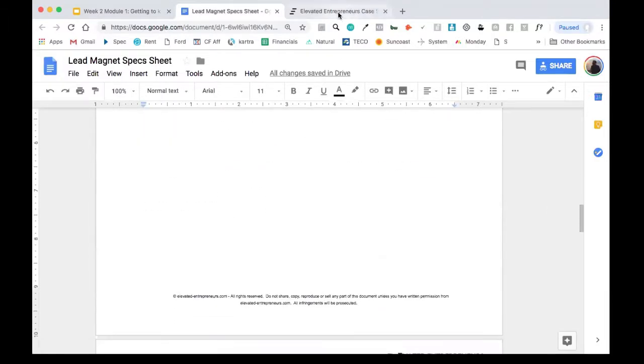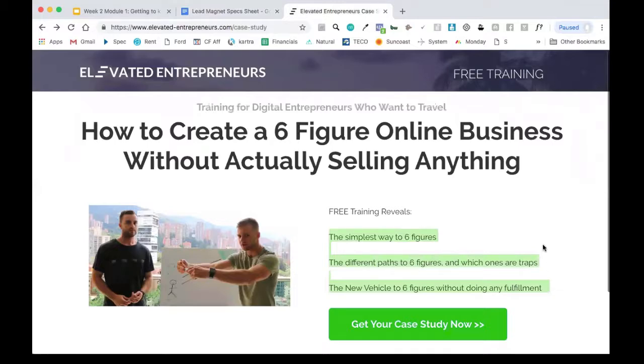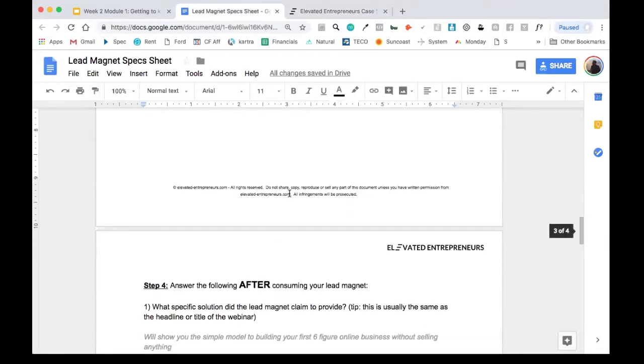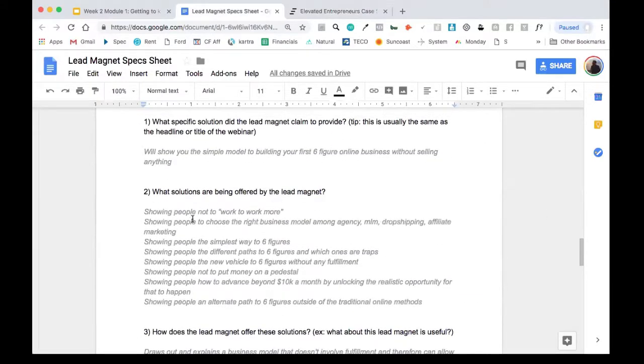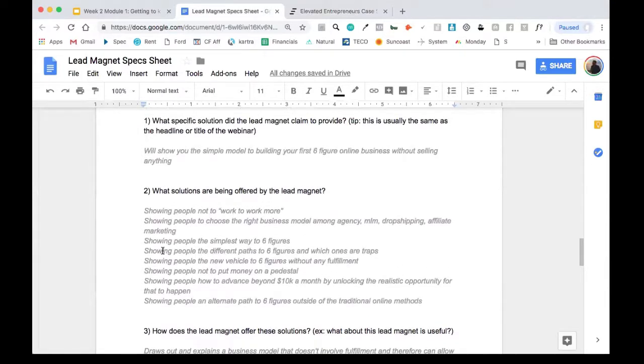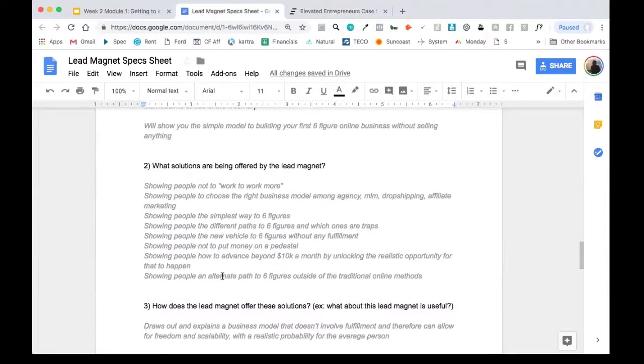Also, you maybe want to examine the funnel, things like this. It says that it's offering this solution, it's offering this solution right here. And here's some of the ones that I wrote down off the top of my head after watching and taking notes: showing people not to work more, right? Showing people the simplest way to six figures, showing people the new vehicle to six figures without any fulfillment, showing people not to put money on a pedestal, showing people how to advance beyond 10K a month through really unlocking the realistic opportunity for it to actually happen. Different things like that. You take notes from the video and you would actually go in and understand it very, very deeply. So you're filling out this.